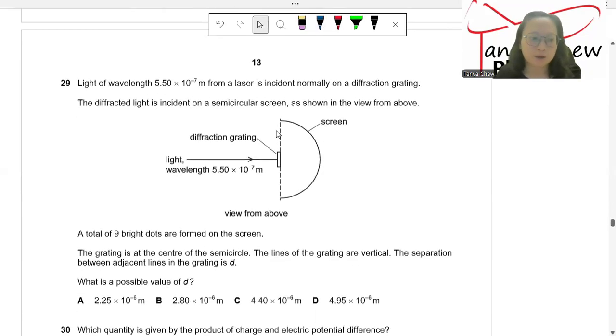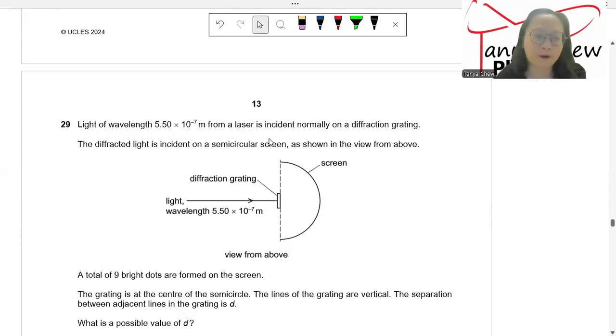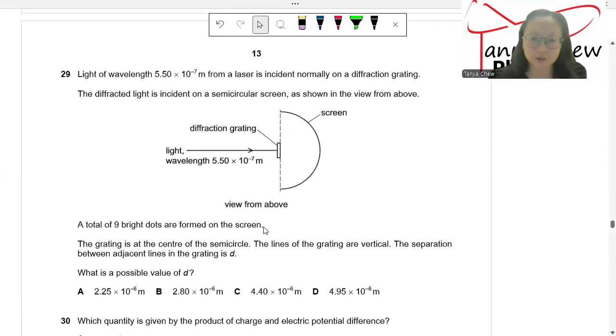D is the answer. Number 29, light of wavelength 5.5 times 10 to the power negative 7 meter from a laser is incident normally on a diffraction grating. The diffracted light is incident on a semicircular screen as shown in the view from above. Now, a total of 9 bright dots are formed on the screen. The grating is at the center of the semicircle. The lines on the grating are vertical. The separation between the adjacent lines in the grating is d. What is the possible value of d?